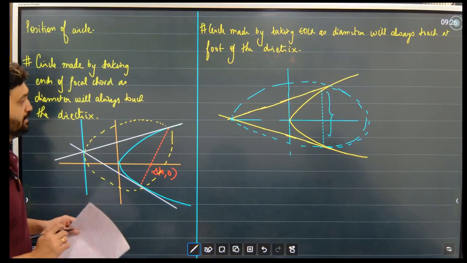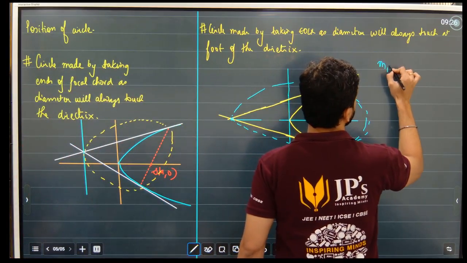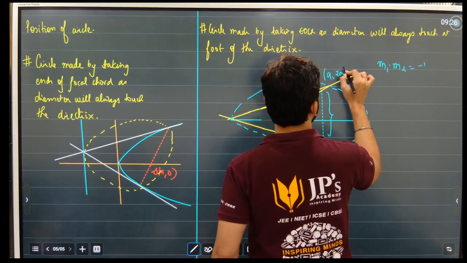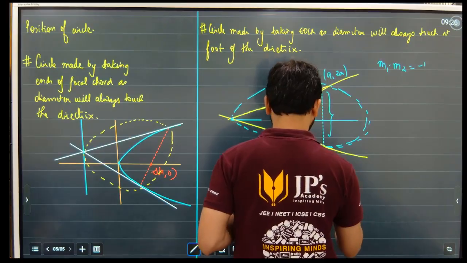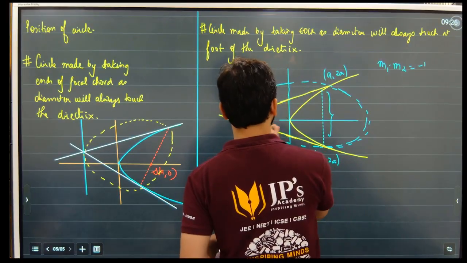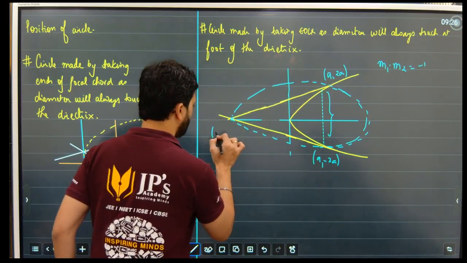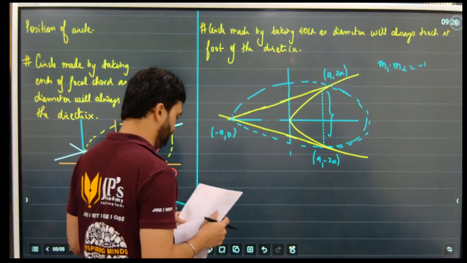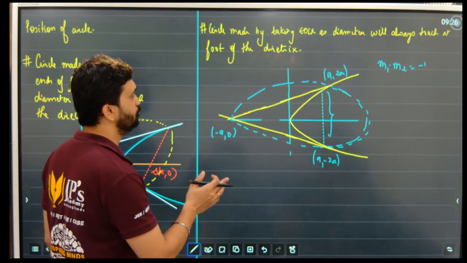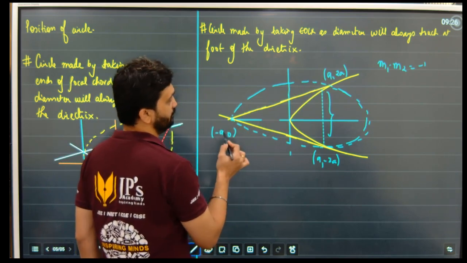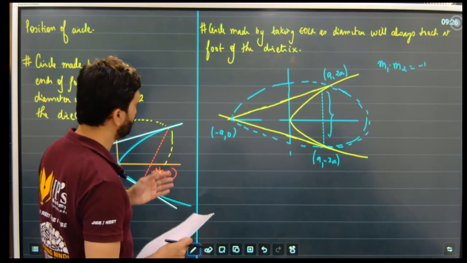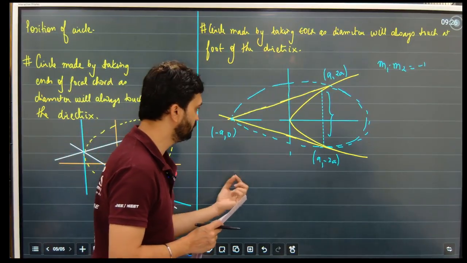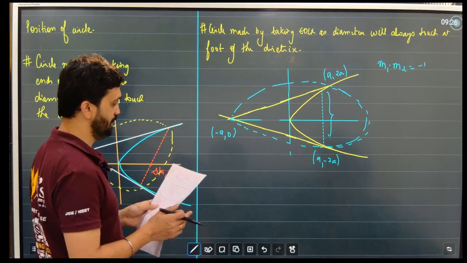Remember this. So in other words, I can also write it as: here m1 into m2 is equal to -1 because this is a, 2a, this is a, -2a. If I solve this, see, its coordinate is -a, 0. So if I find its slope and if I find its slope, I will always get m1 into m2 is equal to -1, because (2a plus a) upon a, y2 minus y1 upon x2 minus x1, and I will get the slope.